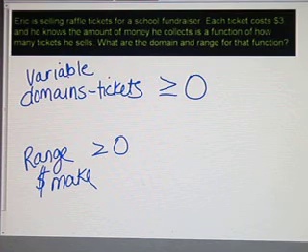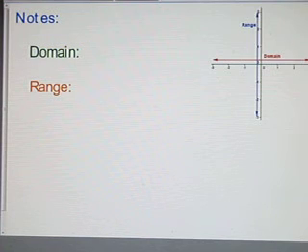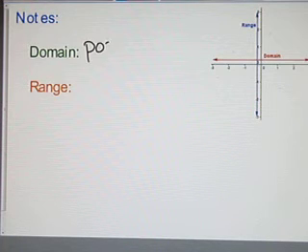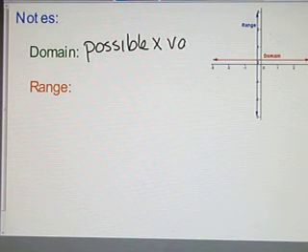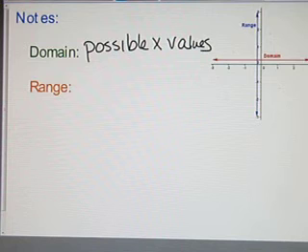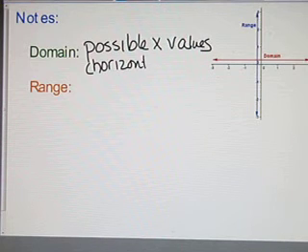So the next thing I want to look at is the notes on our domain and our range. What I need you to know is that our domain is basically what are our possible x values. What are the horizontal restrictions?